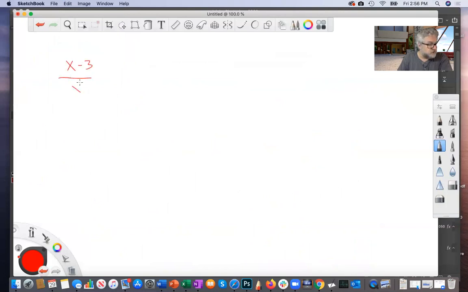x minus 3 over x plus 3 over x plus 2 equal, plus 6 over x squared plus 2x equals 0.